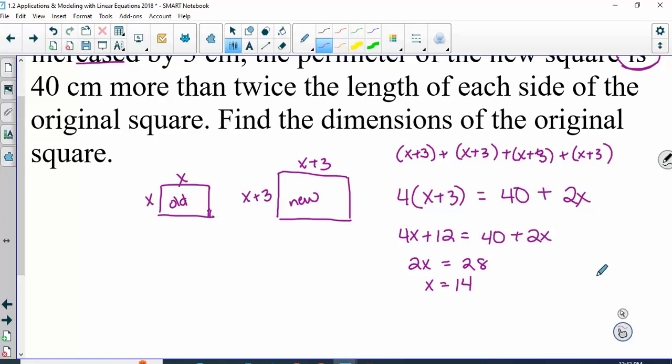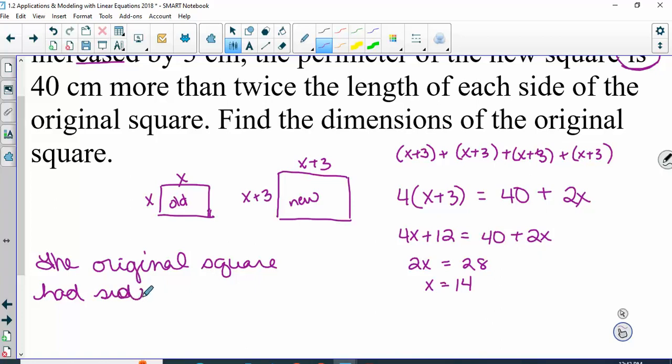So, am I done? No. Now we have to answer the question. So the question was to find the dimensions of the original square. So in my sentence, I'm going to say the original square had sides 14 centimeters long. That wasn't too painful, was it? Okay.